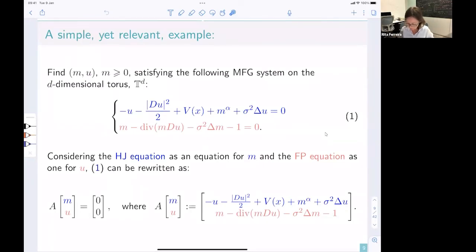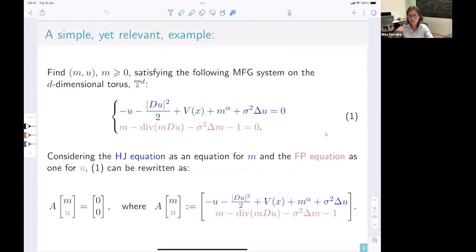So, for example, let's consider this stationary mean field game problem, and what we want is to find U and M with M non-negative. It is the density of the distribution of the population that satisfies this problem. And here I'm working on the torus, so that means periodic conditions in space. And this is the stationary case, so no dependence on time. And like I said before, usually people see the Hamilton-Jacobi equation as an equation for U, though it depends on M, and the Fokker-Planck equation as an equation for M.